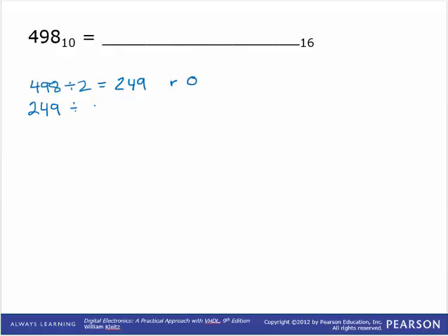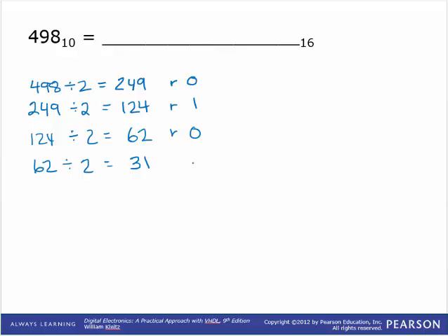249 divided by 2 equals, I don't need my calculator because 250 would be 125, so 124 with a remainder of 1. 124 divided by 2 equals 62, remainder 0. 62 divided by 2 equals 31, remainder 0.